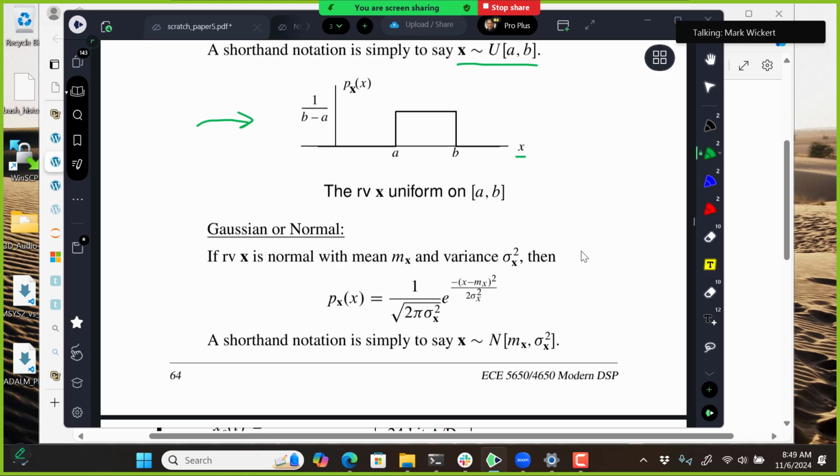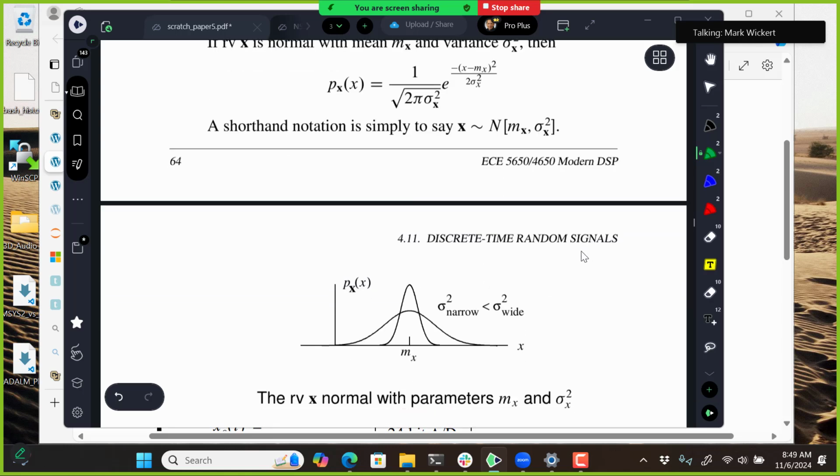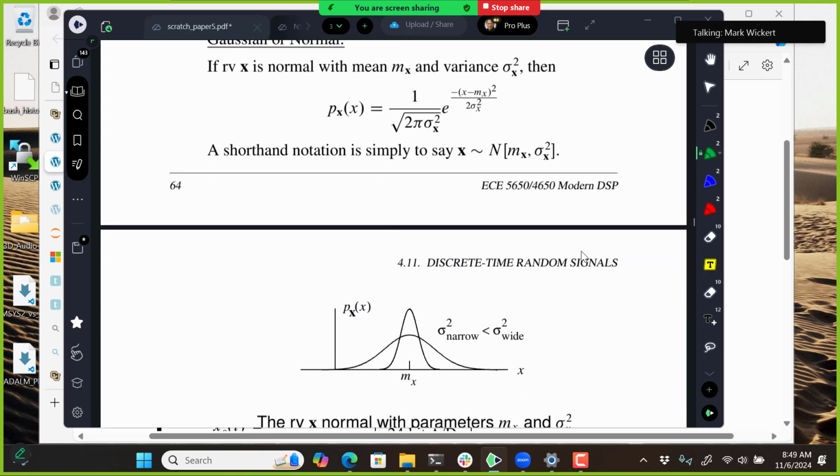The second popular PDF is Gaussian, or normal, and that has two parameters that control it, one being its mean and the second being its variance. And this is the standard bell-shaped PDF that you're used to seeing. It's an e to the minus x squared kind of function with a normalization out in front. This normalization is just ensuring that when we integrate this function, we'll get 1.